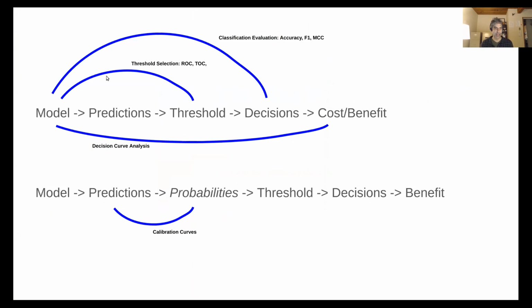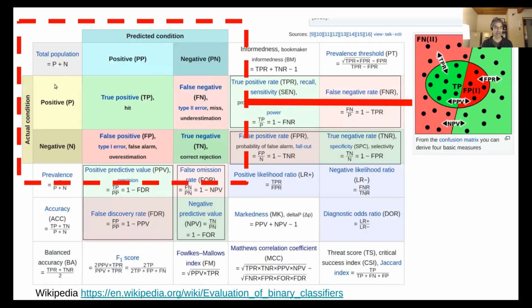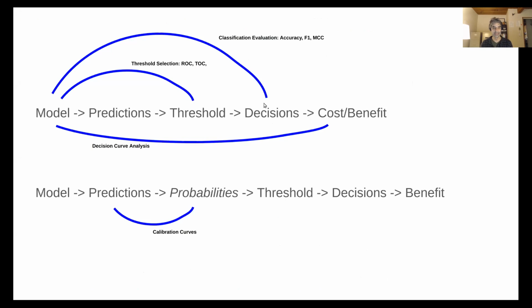So I'm just going to briefly talk about classification evaluation: how is the model doing in terms of its decisions? That requires a threshold, so we have to have some way to pick that threshold. Then we can also ask whether this model is really helping in terms of cost-benefit, and that's a different thing. We'll take a brief look at decision curve analysis. And then sometimes you really want your predictions to map to probabilities, and that would be calibration.